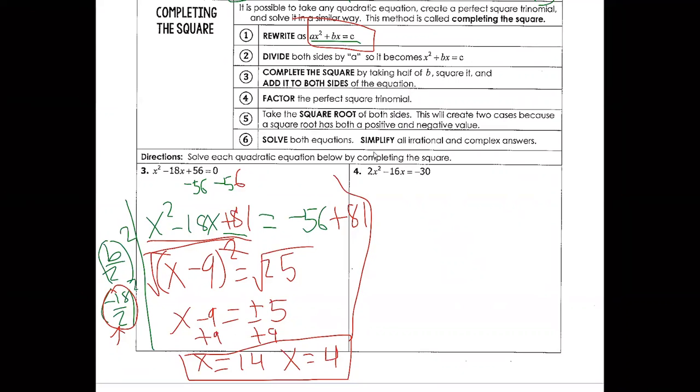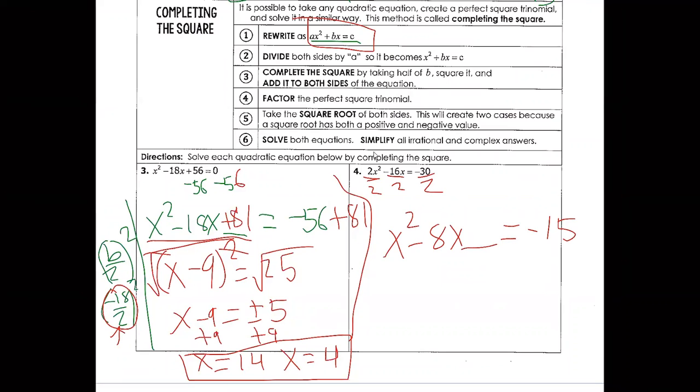For 4, the first thing we want to do is deal with this 2. So we're going to divide everything by 2. And hopefully it divides evenly, because if you get fractions or decimals, it can get a little bit messy. And usually when that happens, to be honest with you guys, I usually just use a different method. We'll learn about quadratic formula.